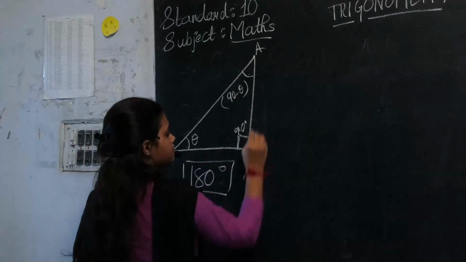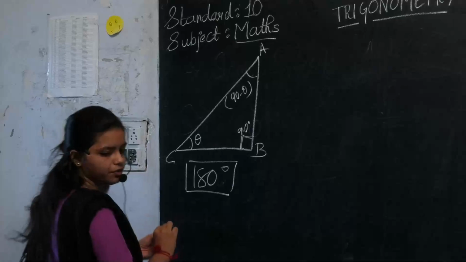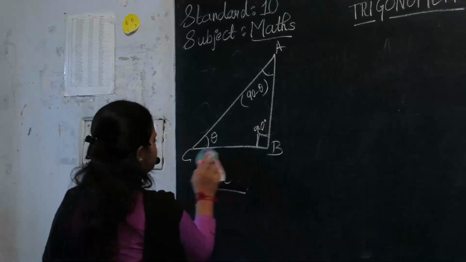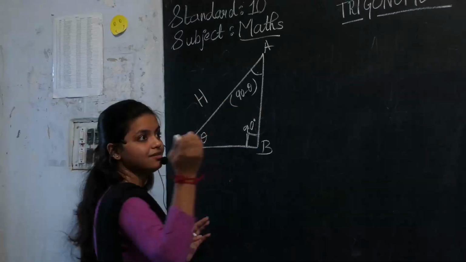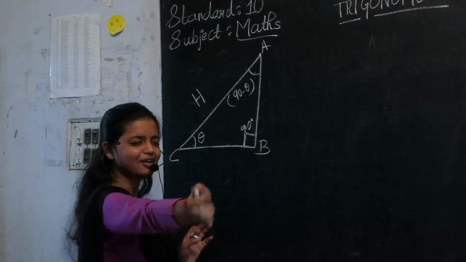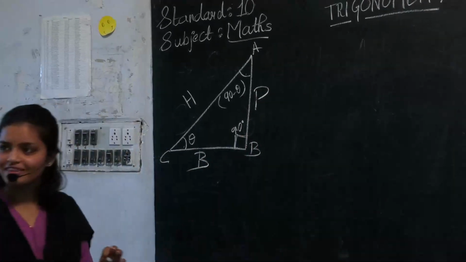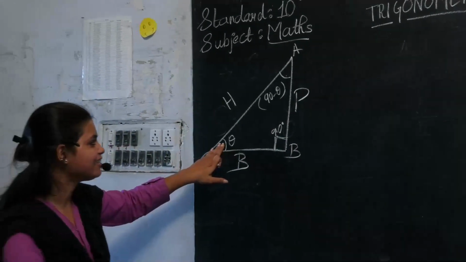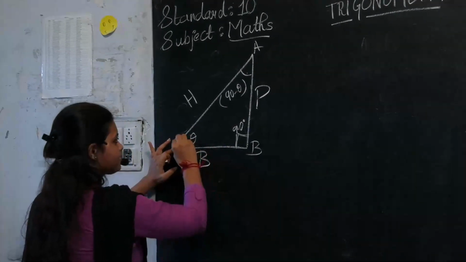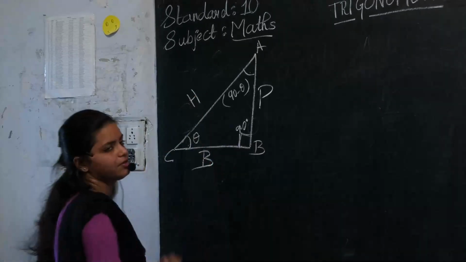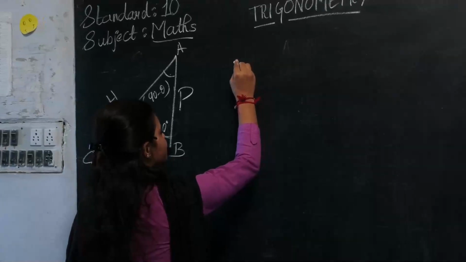Name it as A, B and C. Clear? First of all, we'll write here: this is hypotenuse, this is perpendicular, this is base. Clear? Why? This is theta. Opposite of this theta is perpendicular. The adjacent of this theta is base, and this biggest line is called hypotenuse, right? Okay. First of all, we'll write the ratio of theta.